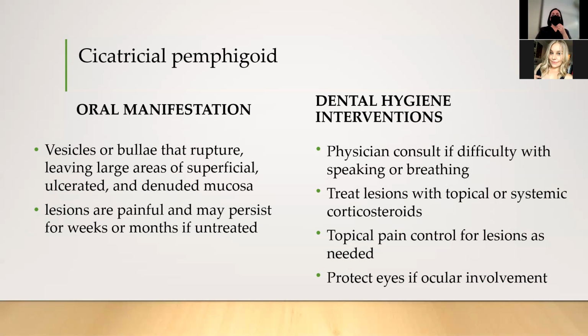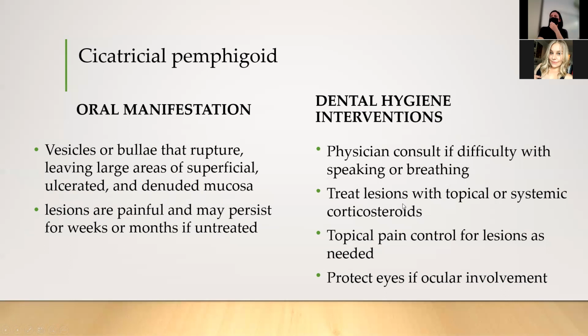So this is a benign chronic blistering disease affecting the oral mucosa. It can affect any area where you have mucosa, basically, but it's a benign blistering. So in the oral manifestations, we'll see vesicles or bullae that rupture, leaving areas that are ulcerated or denuded. And of course, you can imagine that would be painful, right? And they can go on for weeks or months if untreated.